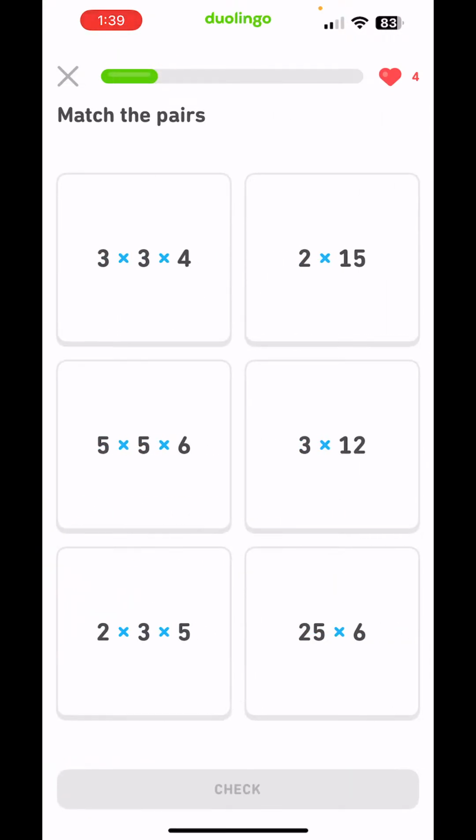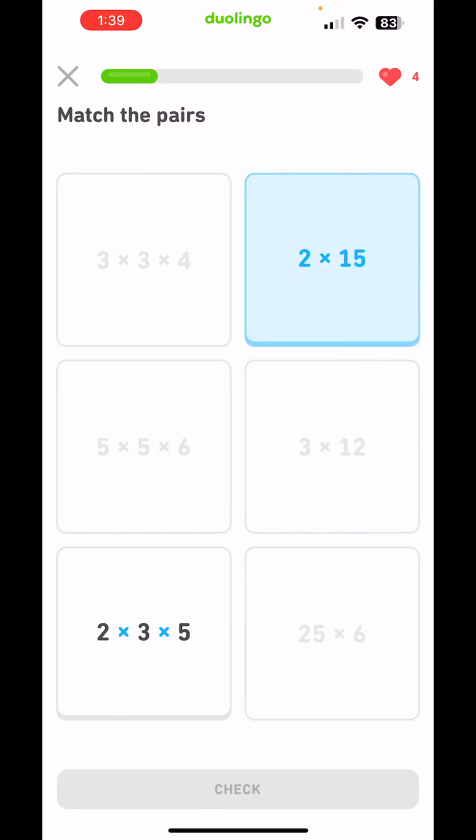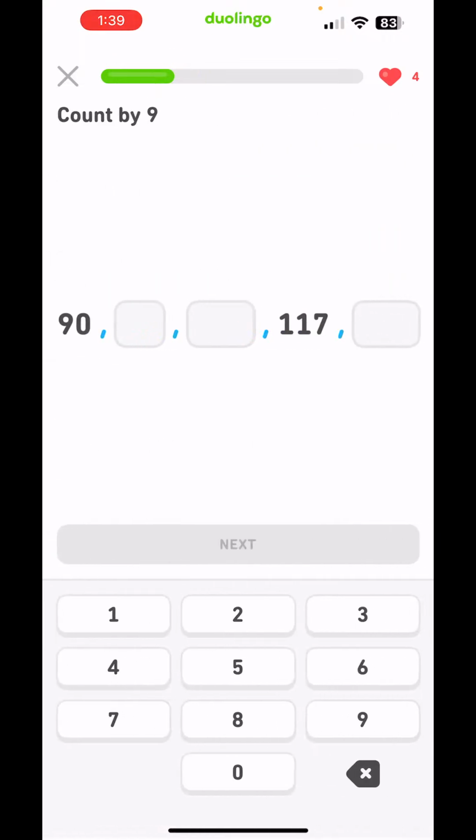All right, we have 3 times 3 is 9. 9 times 4 is 36. So what would that be? So 24. Oh, yep, it would be this one here. Then we have 5 times 5 is 25. That's 25 times 6. 2 times 3 is 6. Times 5 is 30. 15 times 2 is 30.